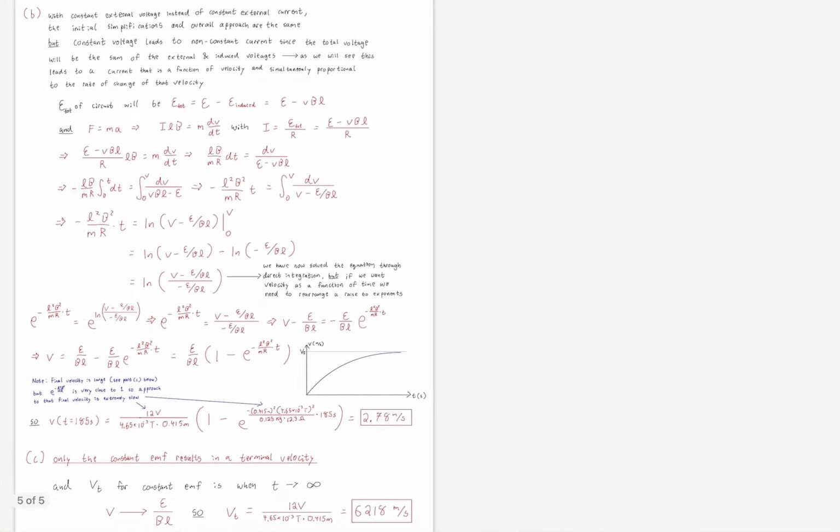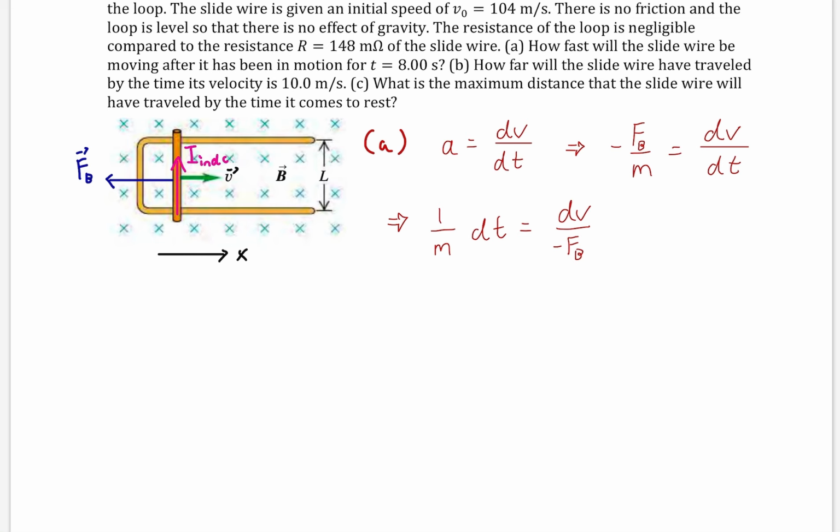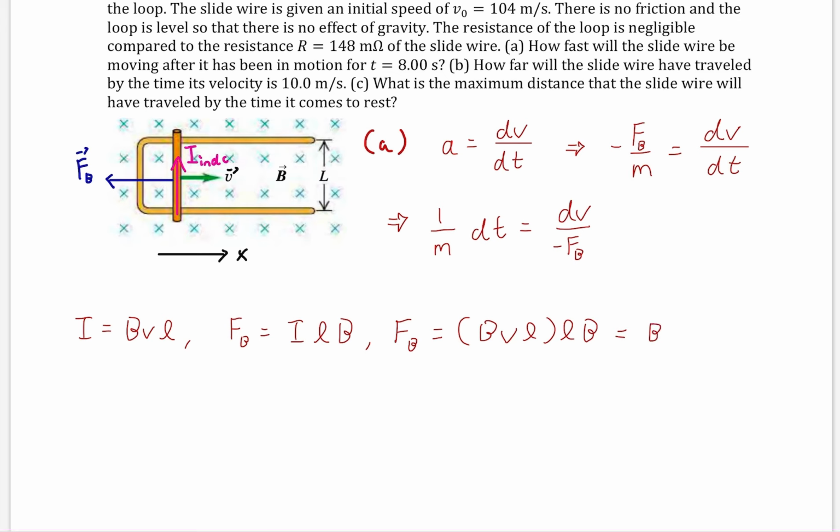So I'll write it out for us. Okay. So we have that the current is BVL. And then we have that the force, the magnetic force, is going to be ILB. So we can substitute in for the I, and the magnetic force would then just become BVL times LB. Okay. And then we combine everything, and it's B squared L squared V.